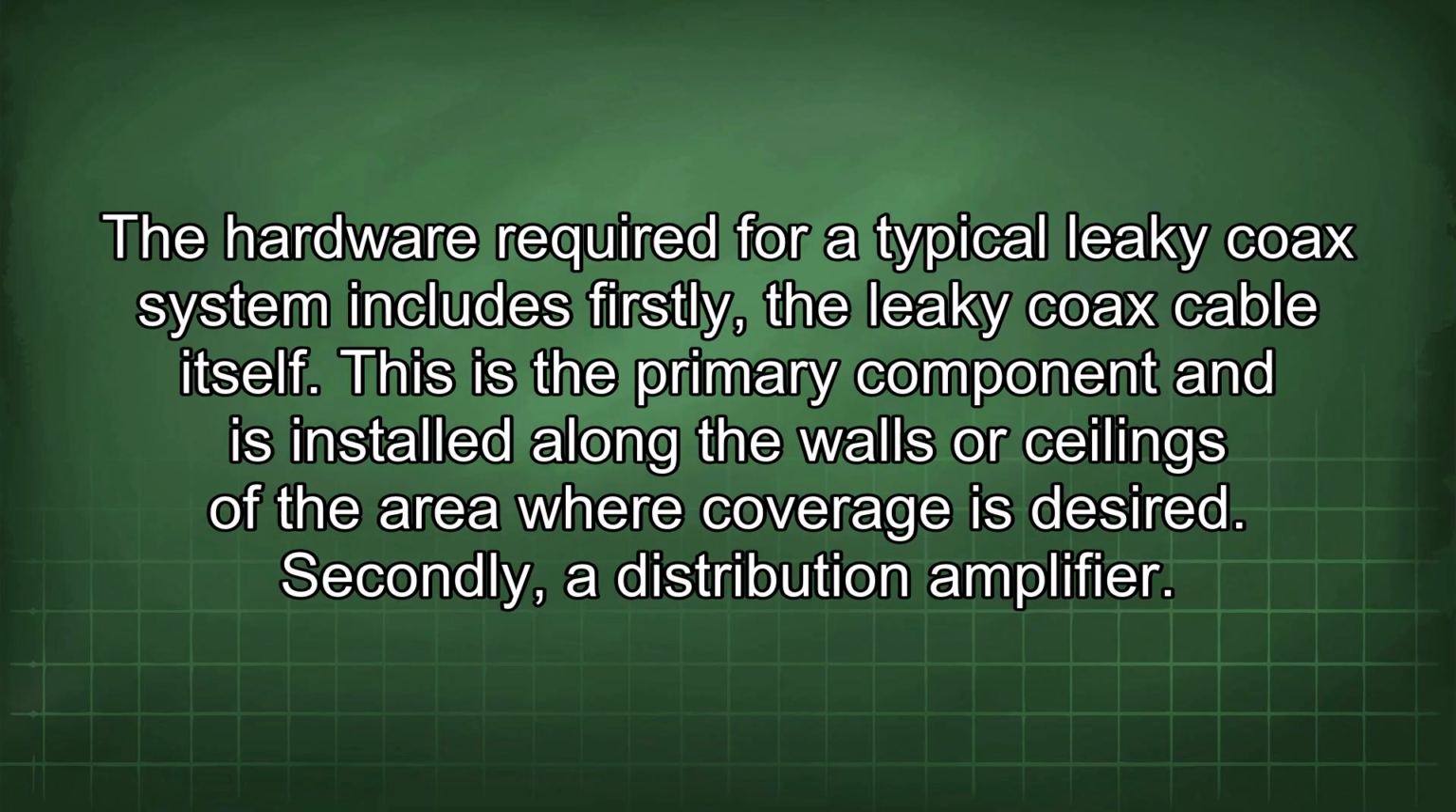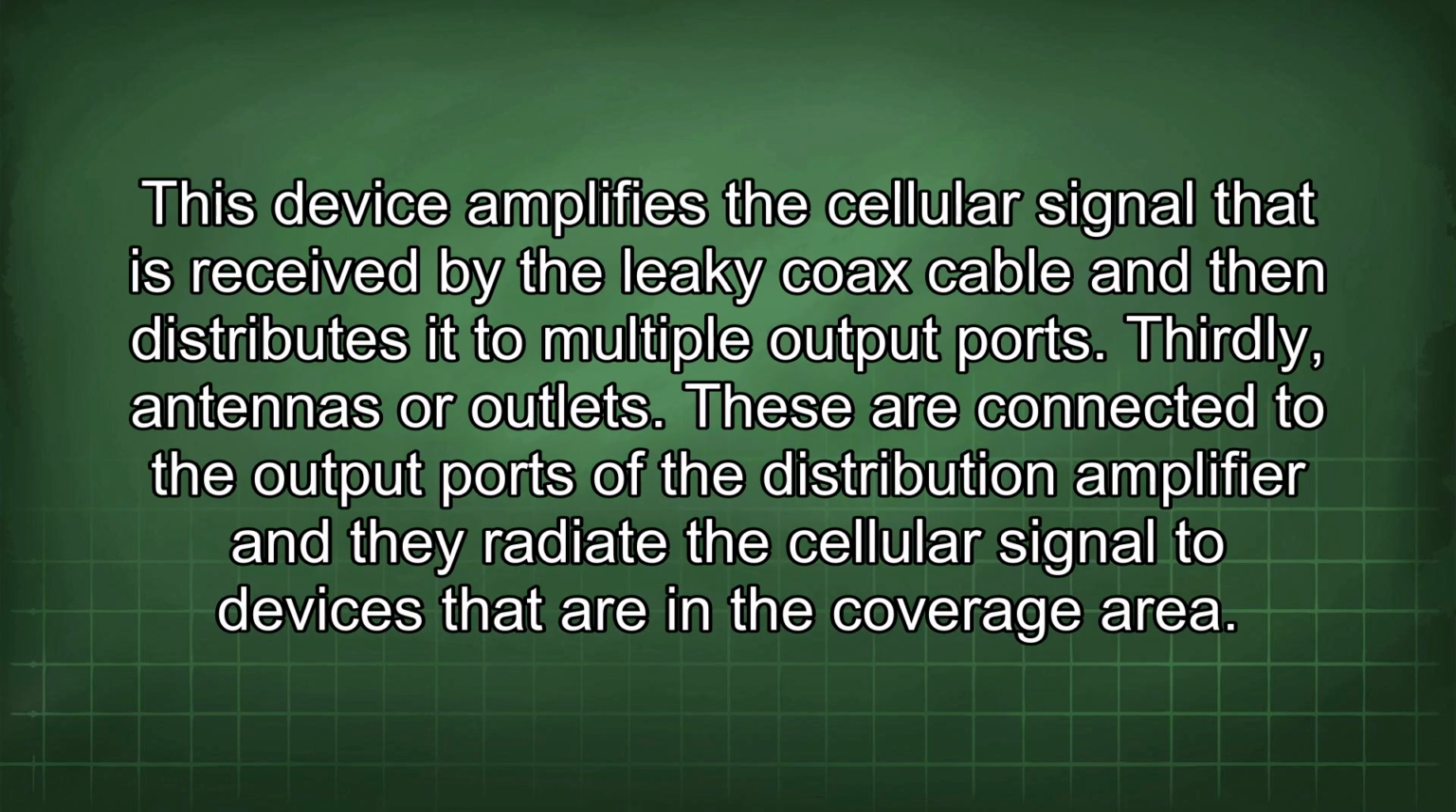The hardware required for a typical leaky coax system includes, firstly, the leaky coax cable itself. This is the primary component and is installed along the walls or ceilings of the area where coverage is desired. Secondly, a distribution amplifier. This device amplifies the cellular signal that is received by the leaky coax cable and then distributes it to multiple output ports. Thirdly, antennas or outlets. These are connected to the output ports of the distribution amplifier and they radiate the cellular signal to devices that are in the coverage area.